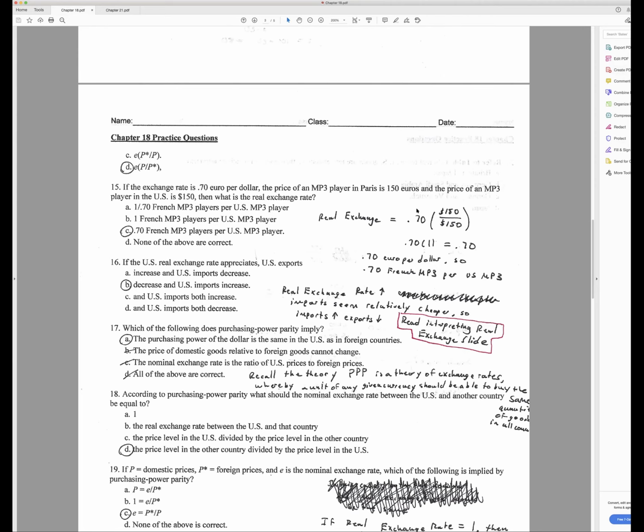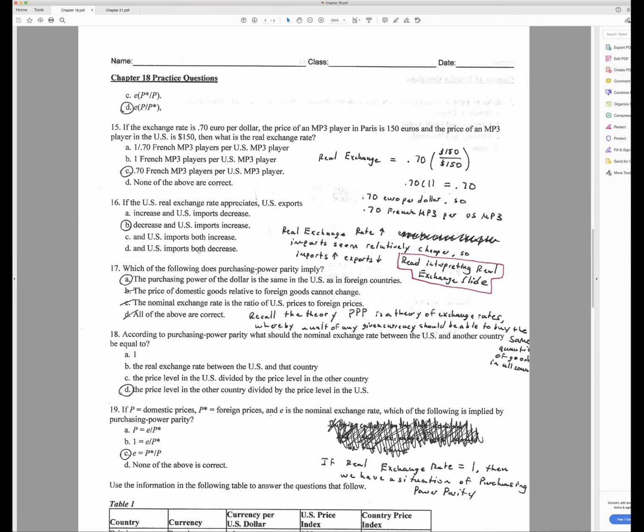It's nothing different from putting the domestic price on top and putting the foreign price on the bottom. So in this case, both of the prices are 150. So it's simply just going to be 150 divided by 150, and then you multiply that by 0.7, and that's going to get you 0.7 euros per dollar. So that would be the real exchange rate if we're looking solely at the price of an MP3 player.